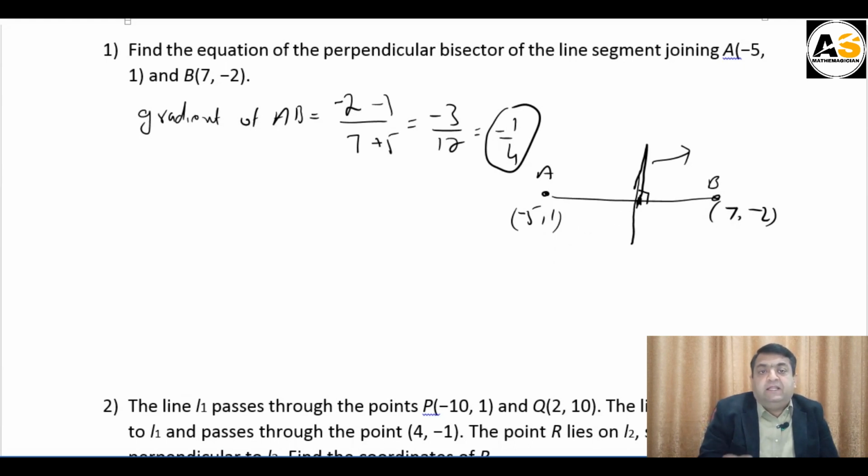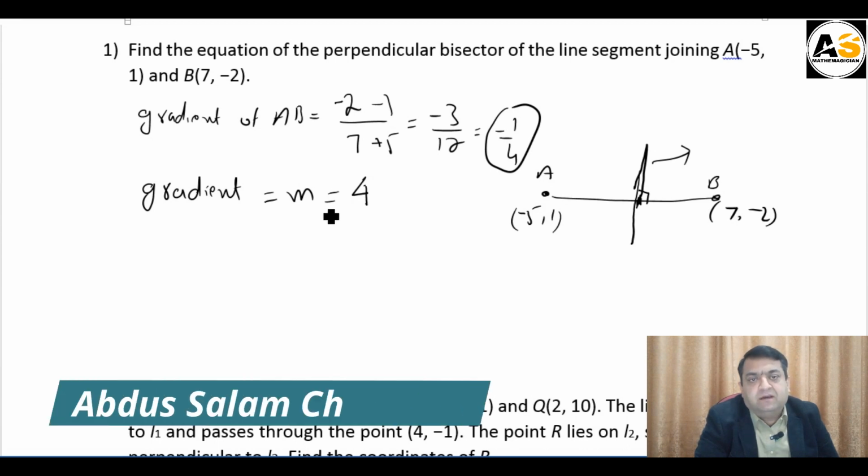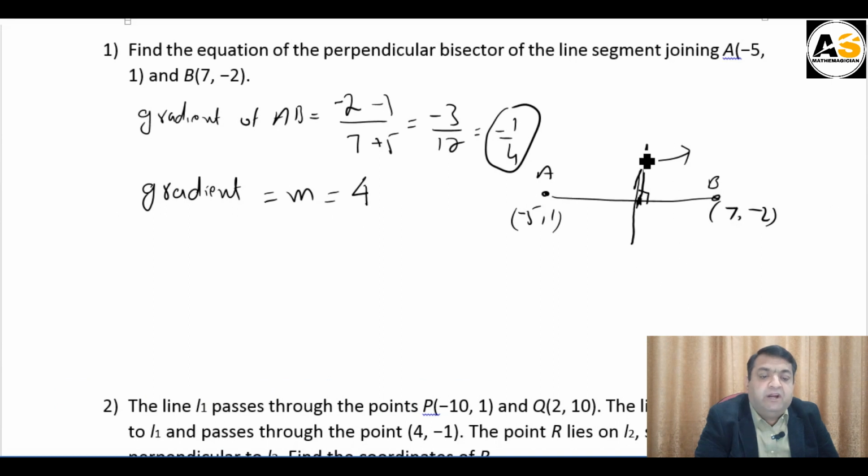And we have to find the equation of its perpendicular bisector, this one. So the gradient of that bisector will be, what is the relation between the gradients of two perpendicular lines? The gradient of AB is minus 1 by 4. The gradient of its perpendicular bisector will be 4. So we have found the gradient of the perpendicular bisector of line segment AB. So it means we can use gradient intercept form if we have the y-intercept. We can use gradient point form if we have any point of this line.